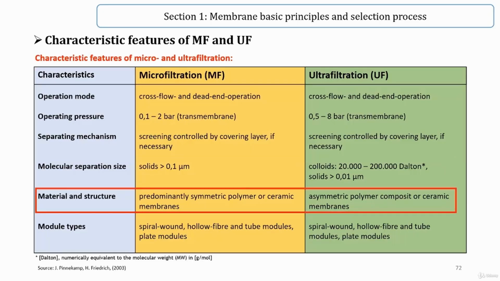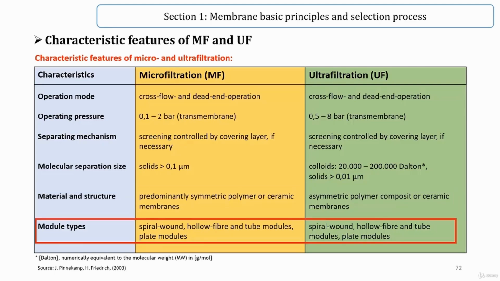While the symmetric structure is predominant for microfiltration, the asymmetric structure is more common for ultrafiltration with polymer or ceramic materials. Spiral-wound, hollow-fiber, tube modules, and pillow modules can be applied for both.